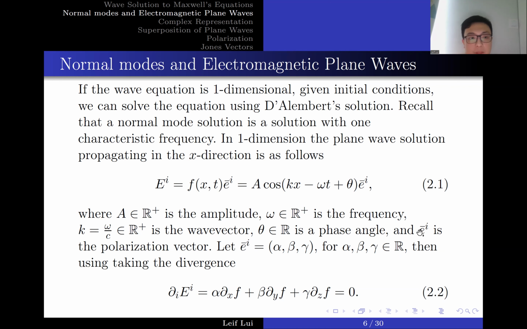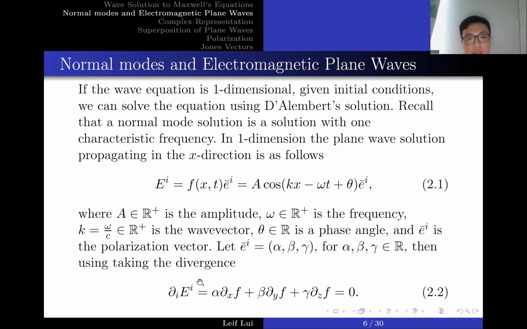And here, E bar is the polarization factor, which I will define later. But it's basically the directions in which the electric and magnetic fields are pointing. So not only pointing, but the directions in which they're oscillating. So in this case, I want to show the shape of electric fields and magnetic fields in electromagnetic waves. So let the polarization vector be written as follows, where alpha, beta, and gamma are real numbers.